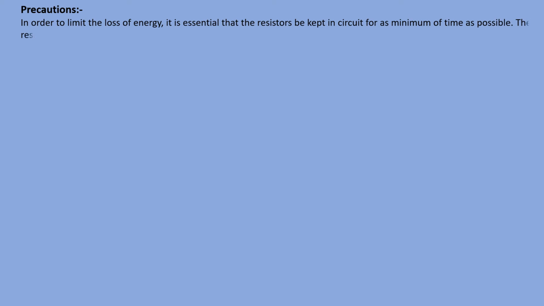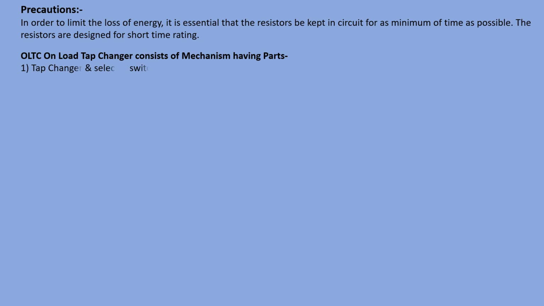Precautions. In order to limit the loss of energy, it is essential that the resistor be kept in circuit for as minimum a time as possible. The resistors are designed for short time rating. The OLTC, on-load tap changer, consists of a mechanism having parts: 1. Tap changer and selector switches, 2. Diverter switch, 3. Motor driving unit.